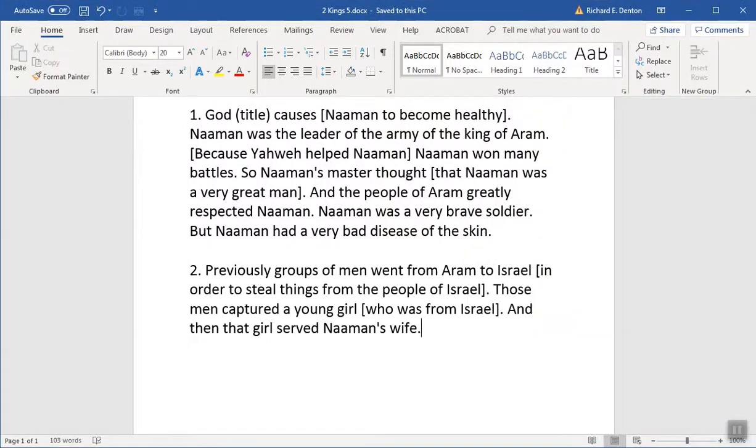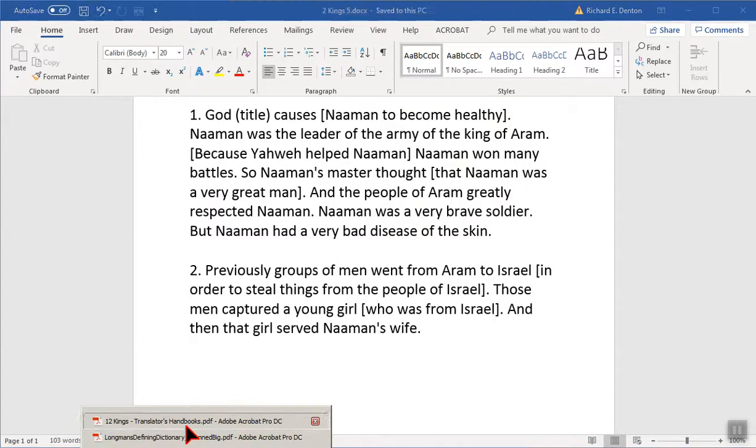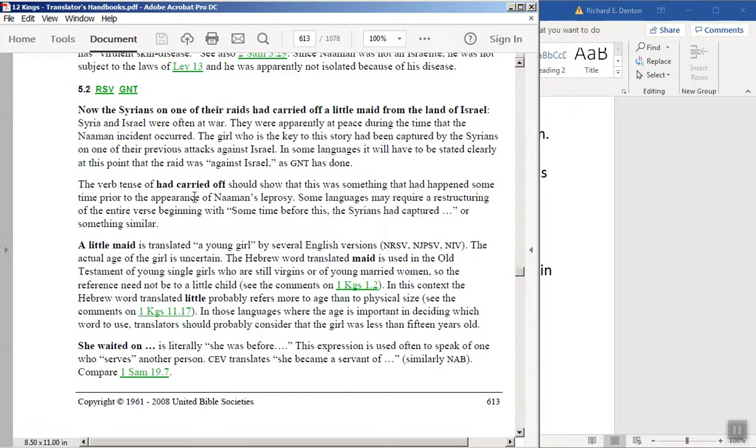And also I was thinking about the translator's handbook that says that Syria and Israel were apparently at peace during the time of the Naaman incident. You'll see that later as there's a conversation between the two kings. The key girl who is the key to this story had been captured by the Syrians on one of their previous attacks. So that's thinking to me that these people think that it was a group of soldiers.